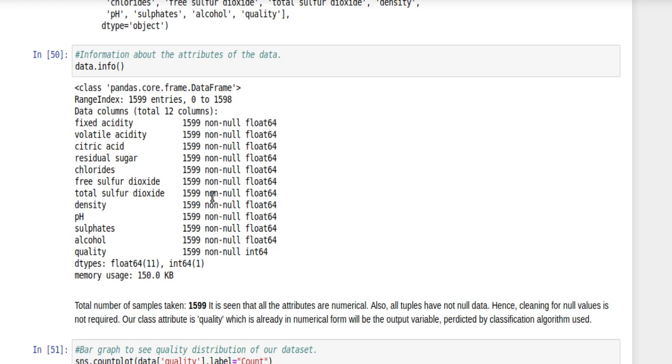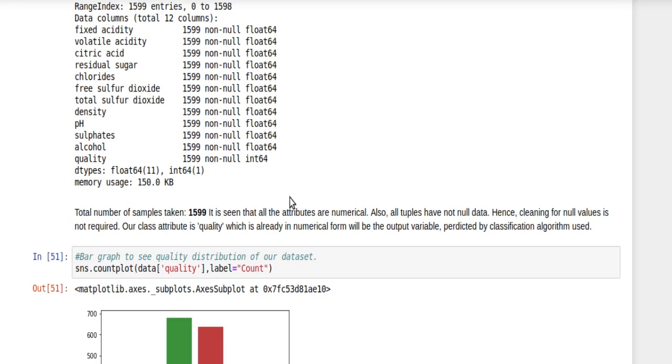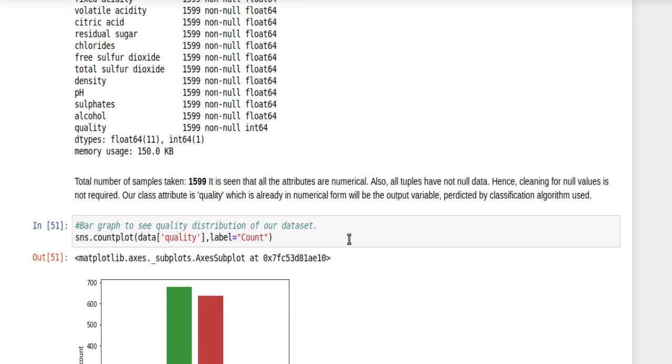1599 rows, and all the attributes have non-null values, and these attributes are float64, and this quality attribute is an integer attribute. We can also see that the attributes are all numerical, and here we have taken the quality attribute as our class attribute. So this will be our output variable, which will be predicted by the classification algorithm we are going to use. Our data contains all non-null values, so we don't need any cleaning for that.